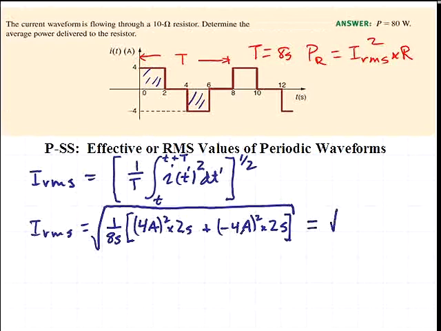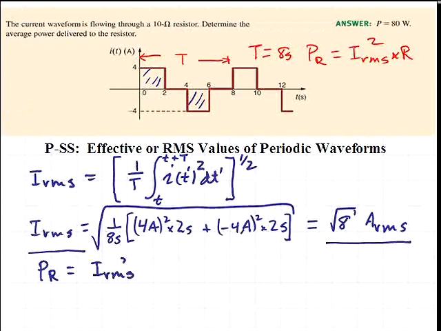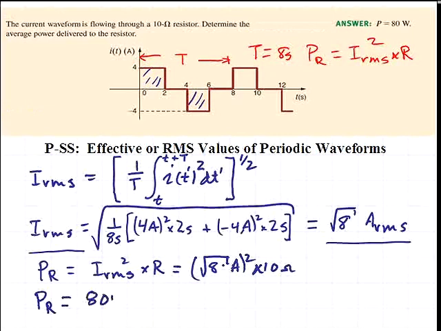And the result is that this is equal to the square root of 8 amperes RMS. Now to calculate the power dissipated in the 10 ohm resistor, again the equation will be P sub R is equal to the RMS value of the current squared times the resistance value. In this case we have the square root of 8 amperes squared times 10 ohms, or the power dissipated or absorbed in the resistor is equal to 80 watts here.